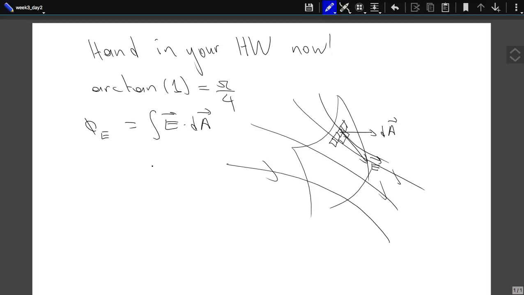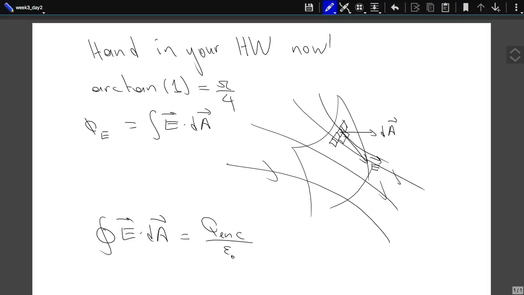Gauss law is basically based on this concept of flux. Now, the flux you can define for any area. It doesn't have to be a closed area. It can be any surface. You can also define the flux going through a closed surface. This is equal to the charge inside divided by epsilon 0.